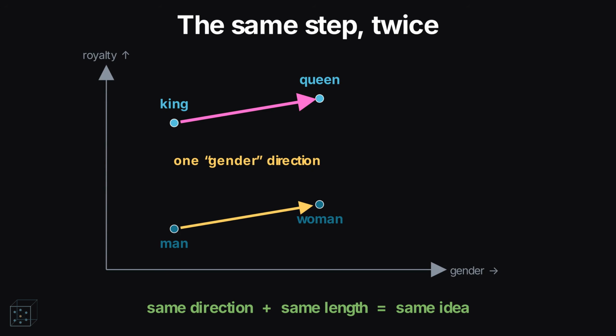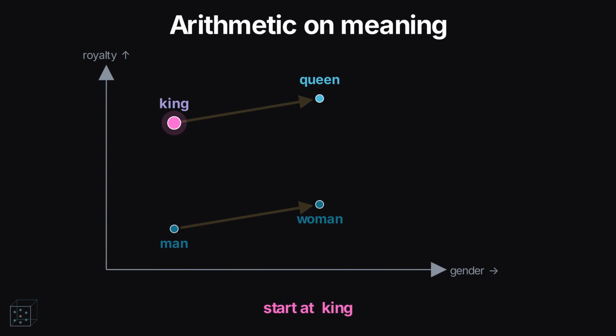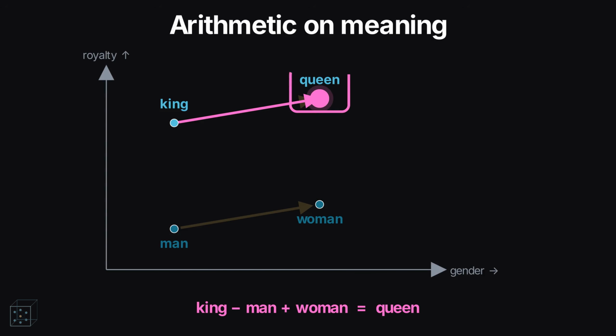Start at the pin for king, subtract the man direction, add the woman direction, and where do you land? Almost exactly on queen. King minus man plus woman equals queen. You just did math on words and got a sensible answer.